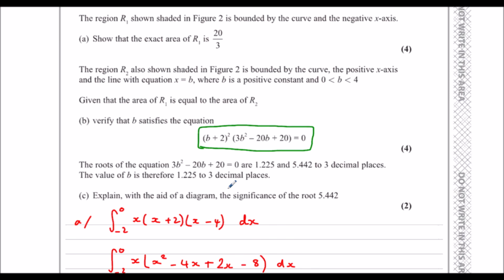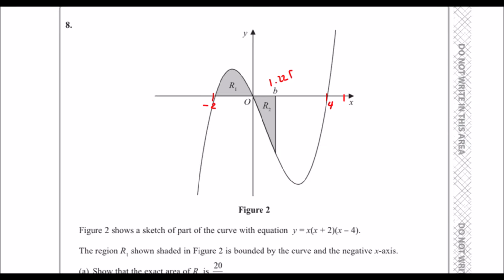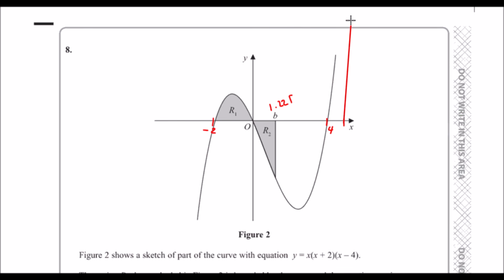There's a part C. So the roots of the equation 3b squared minus 20b plus 20 are 1.225 and 5.442. So 1.225 and one up here of 5.442.